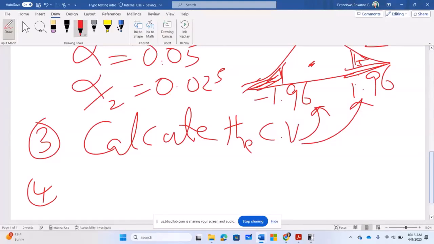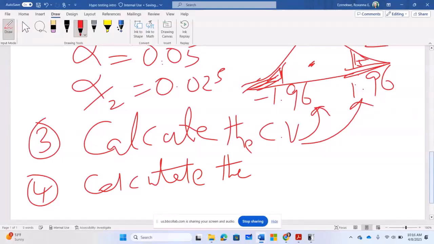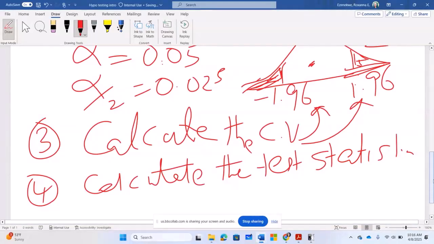Number 4, calculate the test statistic. The test statistic can be a T or a P or a Z. In this question here, we are doing a P, so the test statistic must be the P test statistic. And what is the formula? You must know the formula, and you must know the condition. So what is the formula and what is the condition?